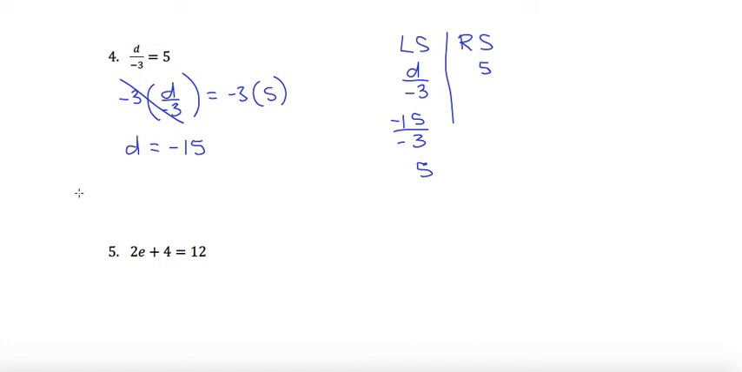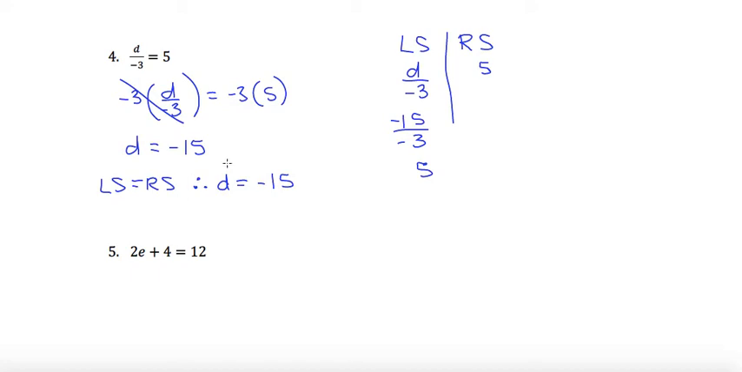So now we can write our statement. Left side equals right side, so therefore d is equal to negative 15. So those are all examples of one-step equations. Those are probably the simplest types of equations that you're going to see.